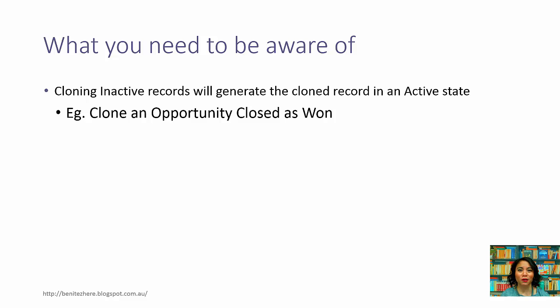And the other thing that I played around with was cloning inactive records. I cloned a closed opportunity record that had a status of 1, and when the clone record generated, it was in a status of active, and the business process flow was at the stage of close. So that's something you need to be aware about if you are planning on cloning inactive records, because it will make it an active state after it has been cloned.